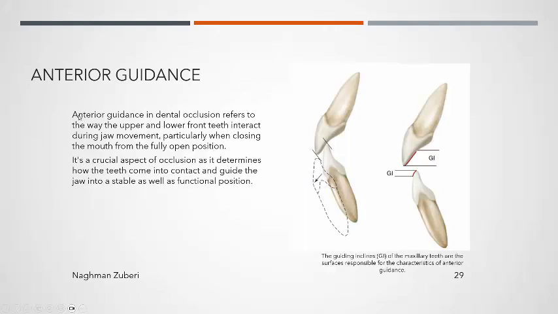Anterior guidance. Anterior guidance in dental occlusion refers to the way the upper and lower front teeth interact during jaw movement, particularly when closing the mouth from the fully open position. It's a crucial aspect of occlusion as it determines how the teeth come into contact and guide the jaw into a stable as well as functional position. Here we can see the guiding inclines, or GIs, of the maxillary teeth are the surfaces which are responsible for the characteristic of anterior guidance.